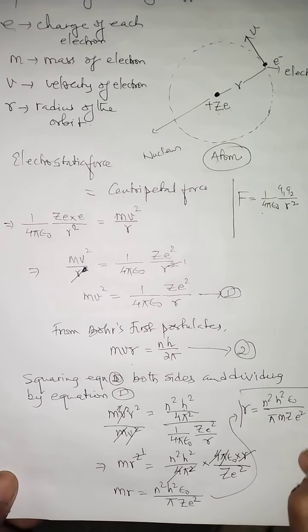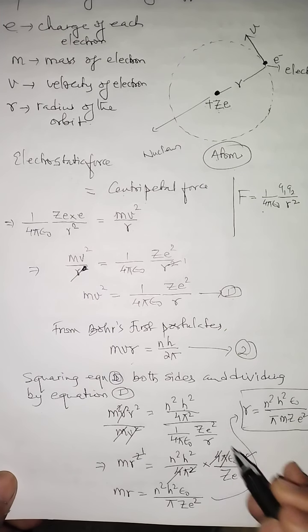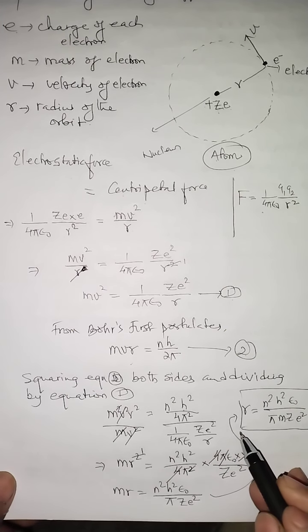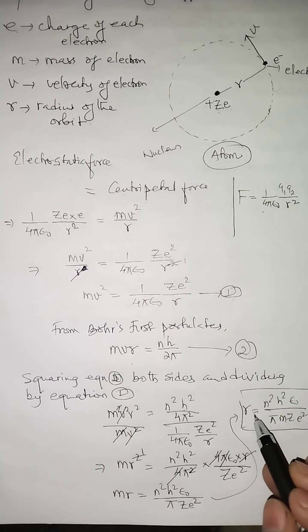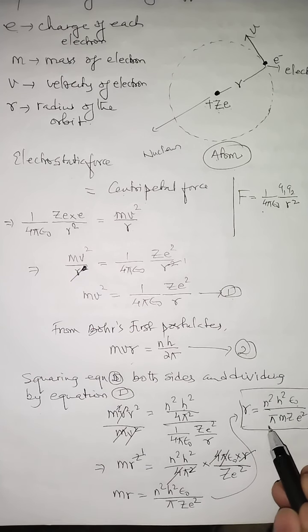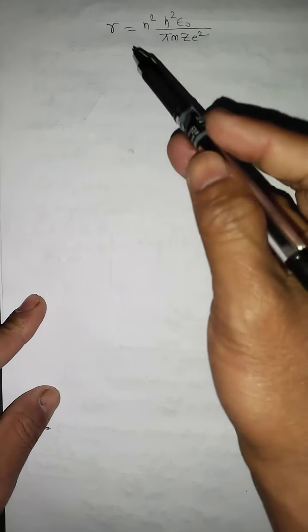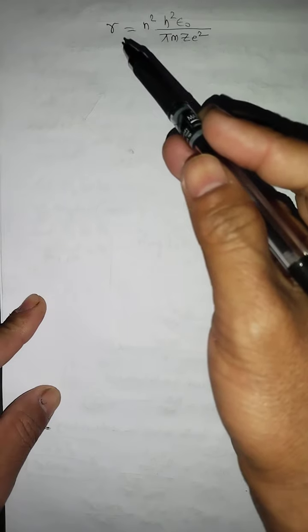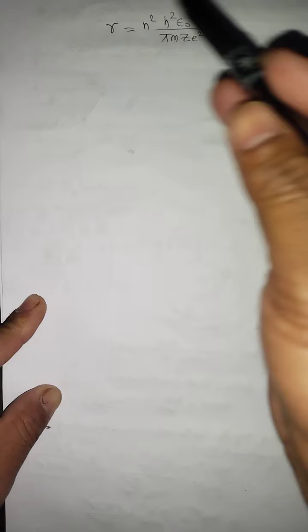So this is the expression of the radius of the different orbits in which the electron revolves. So r measures the radius of any of the orbits in which the electron revolves in an atom, and that r equals n square h square epsilon naught by pi m z e square. So children, look at this expression of radius. As I said, this is the radius expression of the different orbits acquired by the electron when they revolve in and around the nucleus.